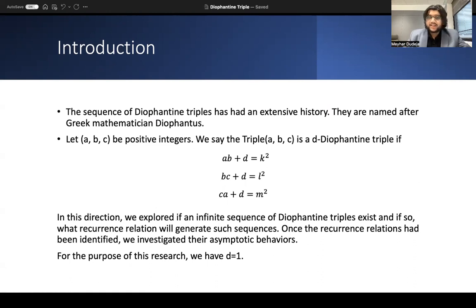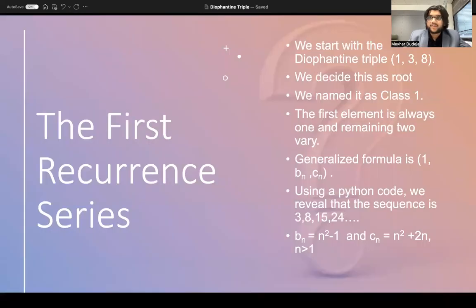Now, in this research project, we had a look at recurrence series, and how we can generate infinite Diophantine triples. For the purposes of this research, the constant d is 1. For the first recurrence series, we start with a very well-known triple, 1, 3, 8. Now, 1, 3, 8 is a Diophantine triple because if you multiply 3 with 1 and add 1, it's 4, which is a perfect square. We decided to name it class 1 because it starts with 1.